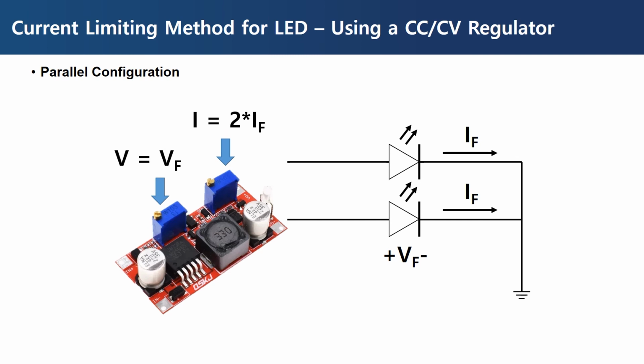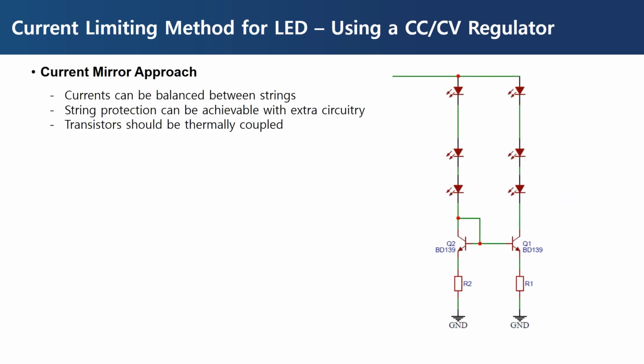However, this constant current regulator itself does not provide current balancing for each of the branches. To overcome this problem, you can add a regulator for each of the branches, or add extra circuitry, such as a current mirror with transistors. This example shows how to use a current mirror for mixed parallel and series LED configuration. By using this method, current balancing can be performed on each of the branches. With some more circuitry, we can add a failsafe feature which protects the LEDs for several failure scenarios. I will introduce this method in detail in another video.